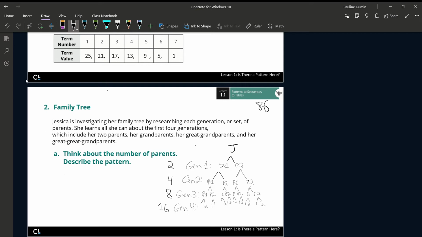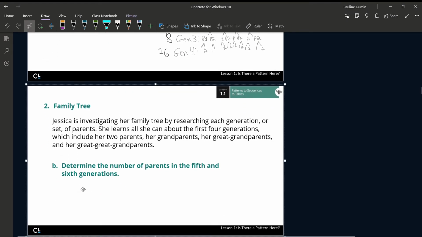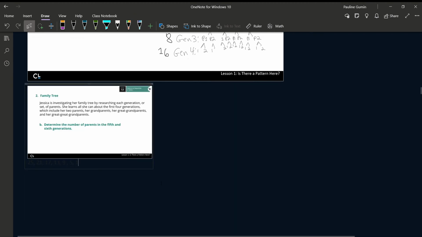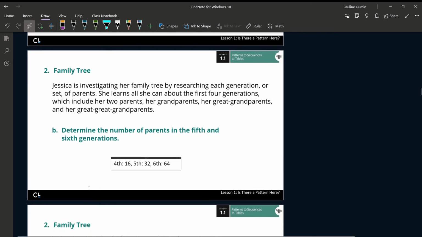Hopefully, you can tell that what's going on here is the generations double. There's always twice as many. All right, so let's write the 5th and 6th generation. If the 4th generation had 16, then the 5th should have 32, the 6th should have 64. So just multiplying by 2.